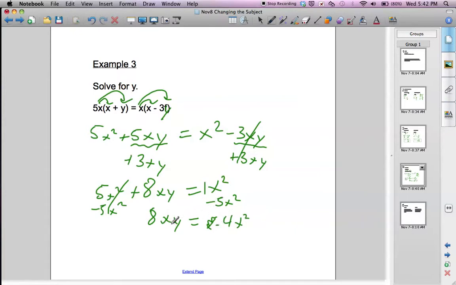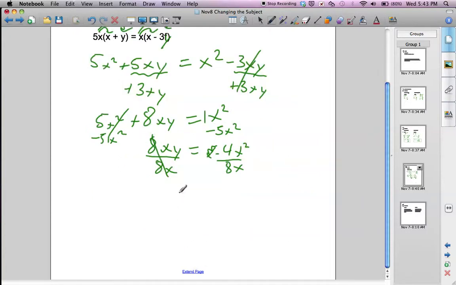And to solve for y here, we can divide both sides by 8x, and then we've got y equals, this is negative 4 over 8. 4 over 8 is half, so we have negative half, and x squared divided by x is going to be x, so y equals negative half x.